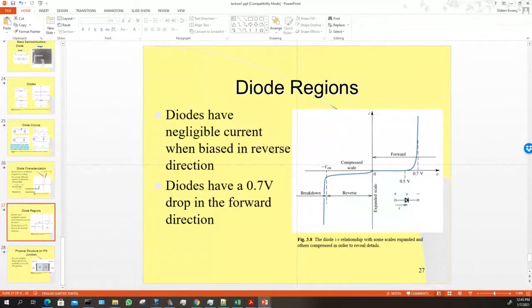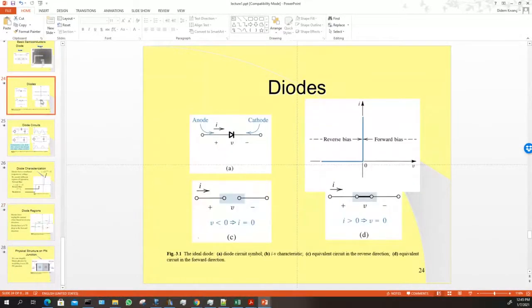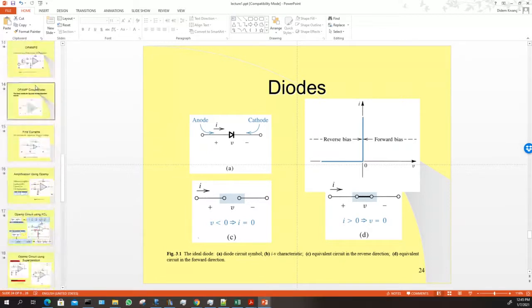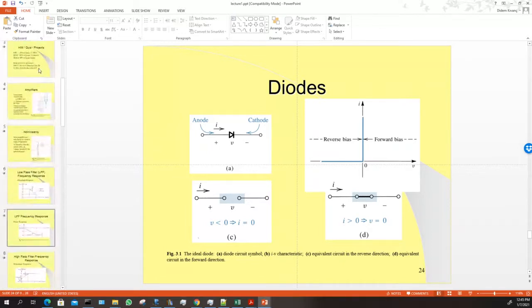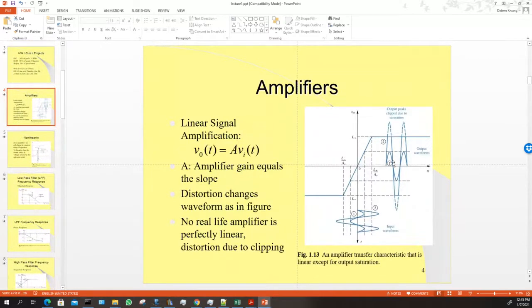What I want you to take away from this is that in electronics, most of the time, you're going to try to achieve some kind of ideal function. For a diode, this is a function where current will go in one direction and won't go in the opposite direction. That's the ideal. Or for an amplifier, your input voltage is multiplied by A, and that's the output. These are the ideal things that we want.